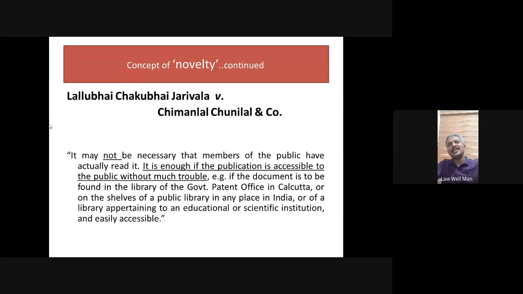So if that had been available to the public, whether the public has actually accessed it or not is immaterial. The requirement is, if it is available to the public, that will act as a constructive notice, as a constructive publication, and that will defeat the requirement of novelty. That will be considered to be used, considered to be known, and so there won't be any novelty, and that will defeat the patentability of that particular invention. That's the requirement.